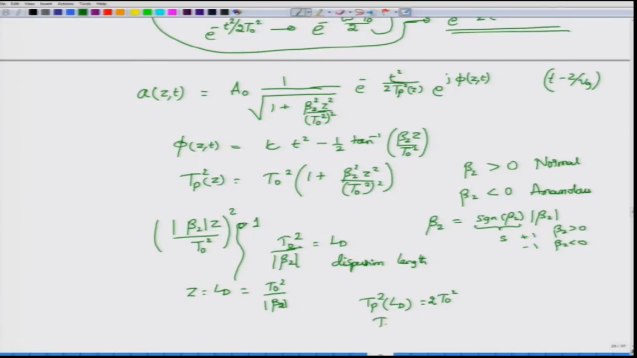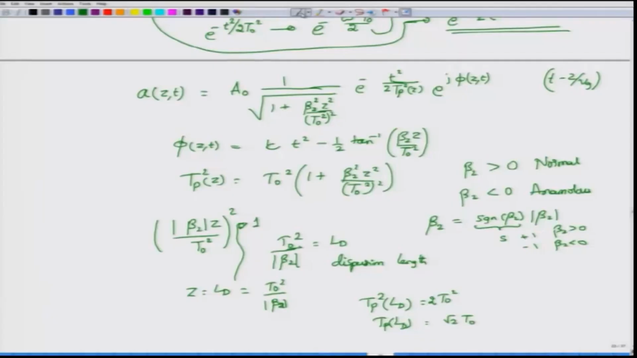Similarly, T p square is the square of the pulse width, but T p will be the pulse width, which will be square root 2 times t 0, which means that the pulse has actually expanded, the pulse width has actually become increased by a factor of square root 2. Okay. And this factor of square root 2 increase and this distance L d is in the typical or in the paraxial optics approach also called the Rayleigh distance, which represents the amount of pulse or the transverse profile that is actually broadened as the light from the laser emerges out.